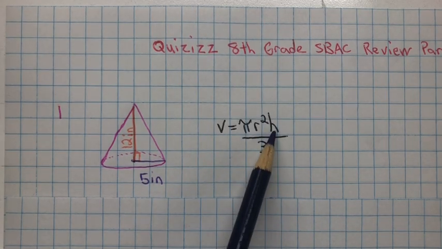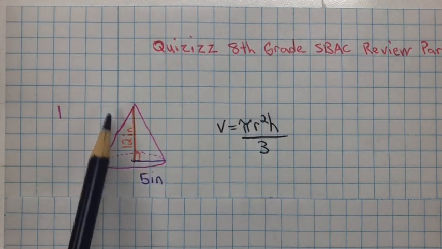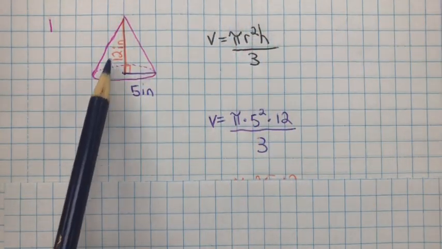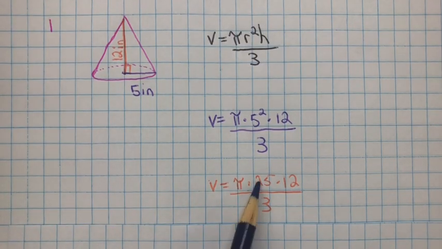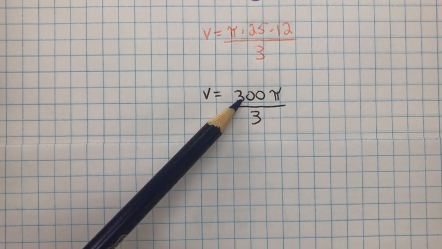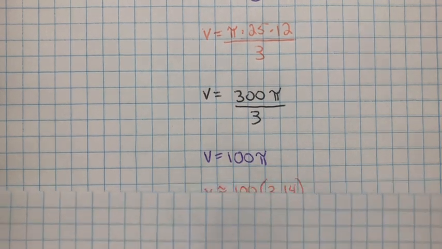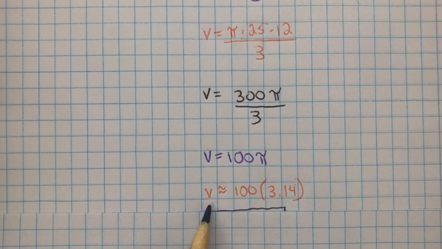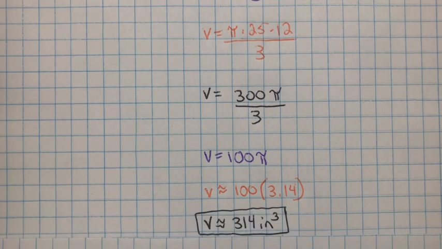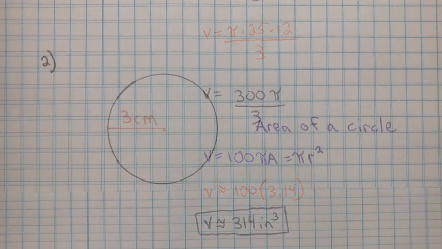Pi r squared times the height is the formula for a cylinder. A cone is 1/3 of a cylinder. So the radius is 5, so I have 5 squared, and the height is 12. 5 squared is 25. 25 multiplied by 12 is 300. 300 divided by 3 equals 100. So the volume is approximately 100 multiplied by pi, which is 3.14. So the volume is approximately 314 cubic inches.